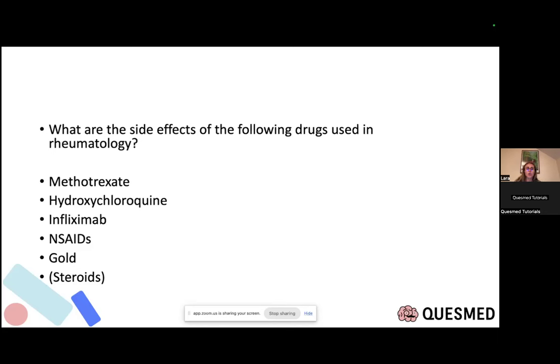Infliximab. What is infliximab, number one? How does it work? And number two, what do you have to watch out for?